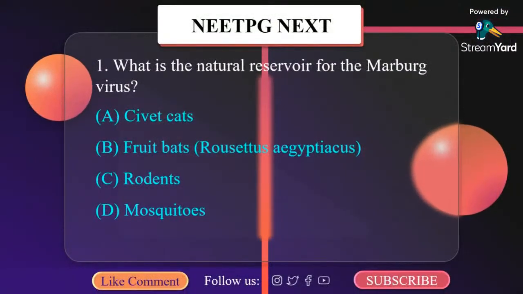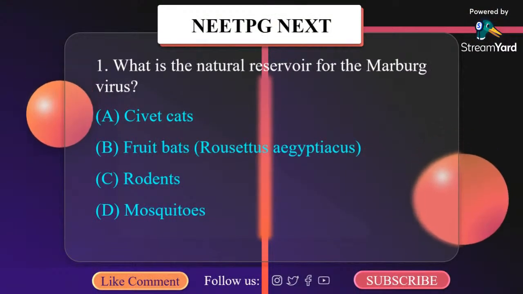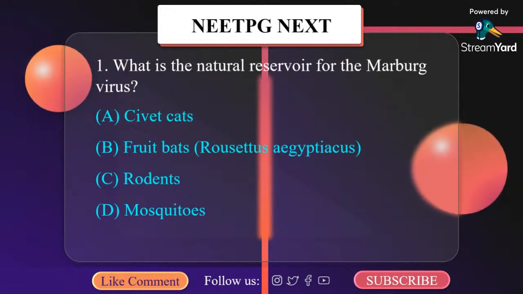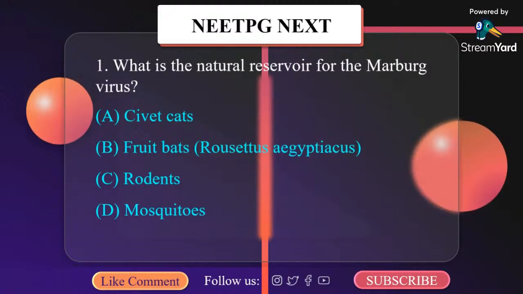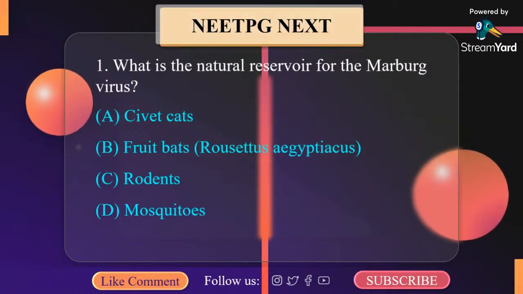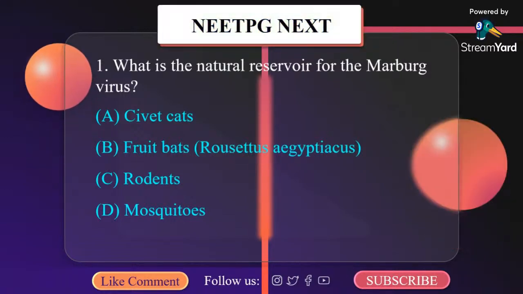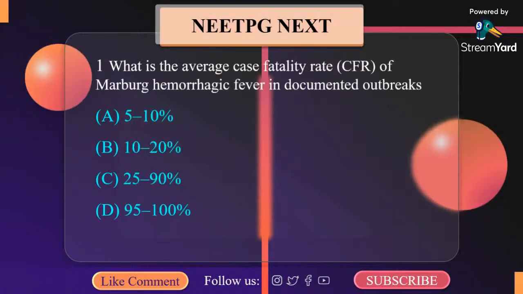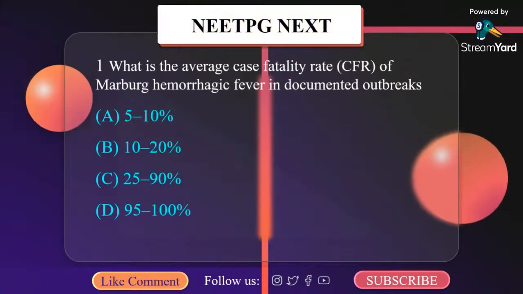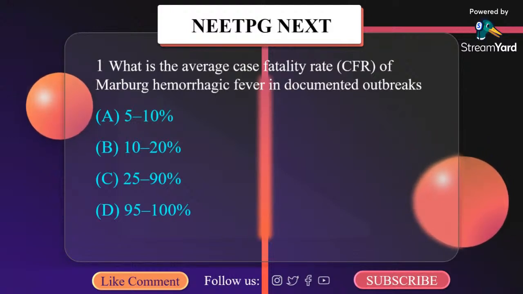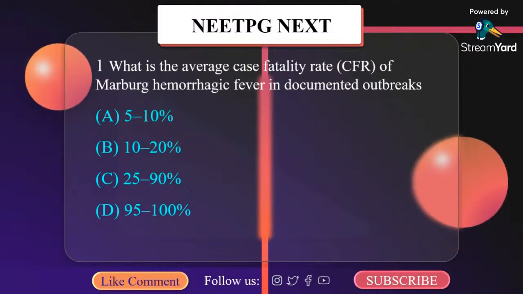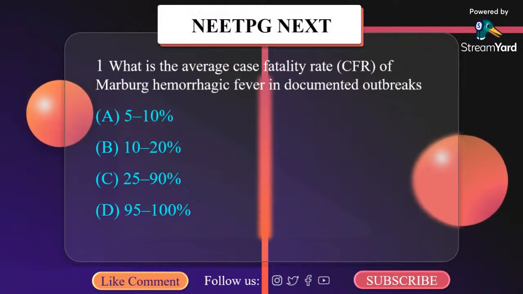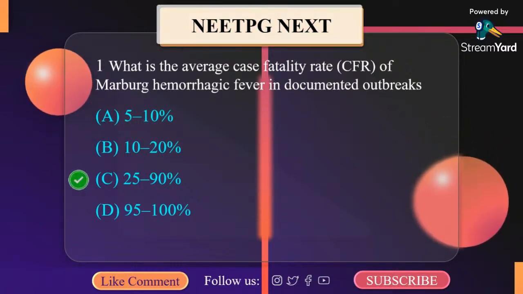What is the natural reservoir for Marburg virus? A. Civet cat, B. Fruit bat, Rousettus aegyptiacus, C. Rodent, D. Mosquitoes. This Rousettus aegyptiacus fruit bat is the natural reservoir of Marburg virus. What is the case fatality rate of Marburg hemorrhagic fever in documented outbreaks? A. 5 to 10%, B. 10 to 20%, C. 25 to 90%, D. 95 to 100%. It is 25 to 90%.